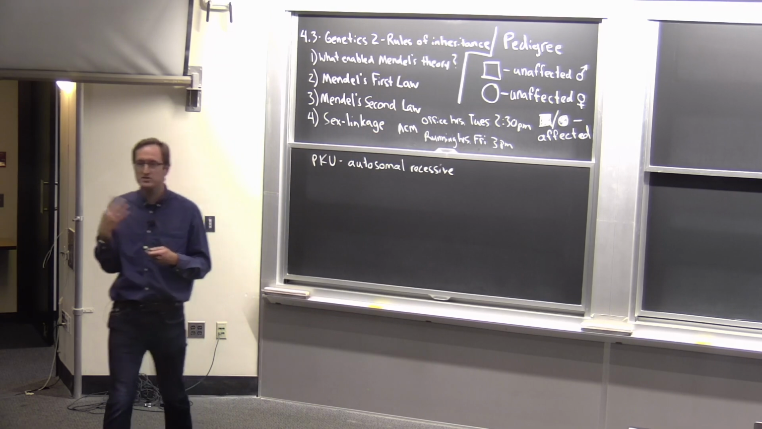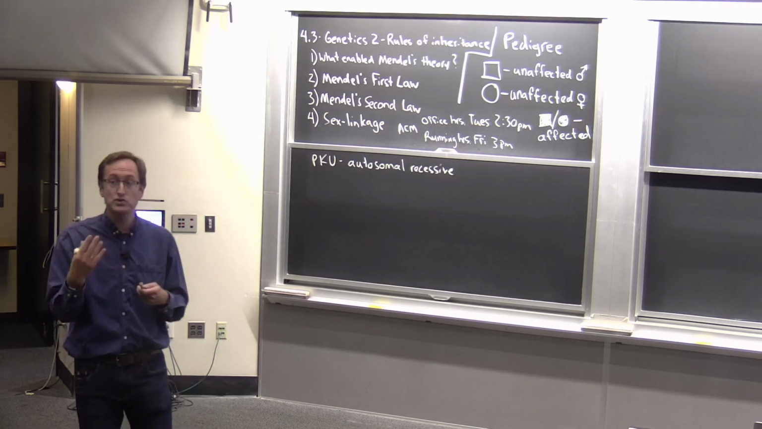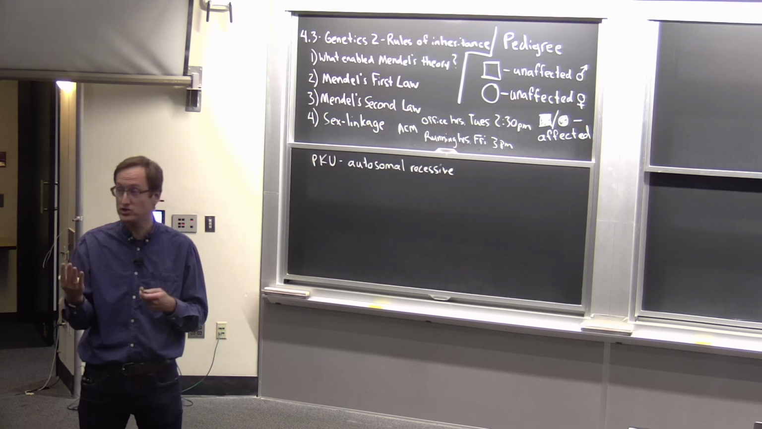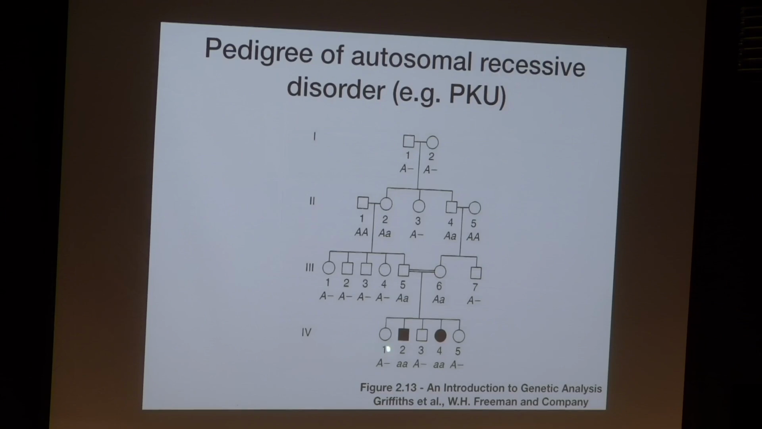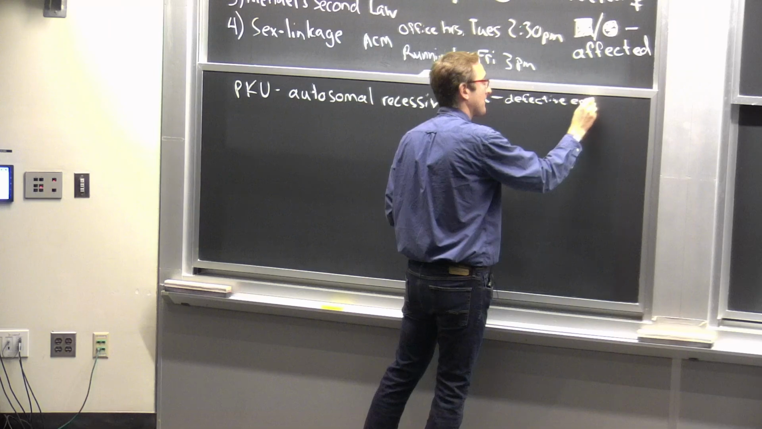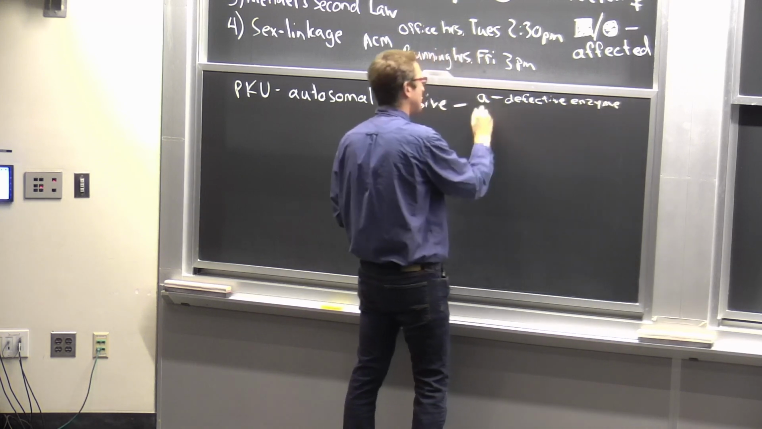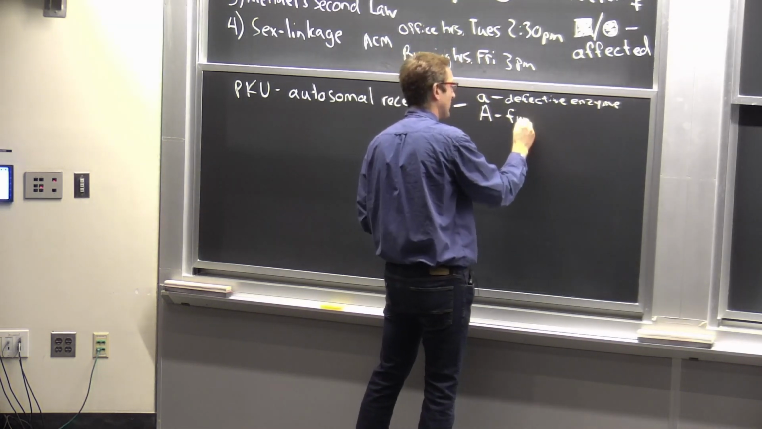And the reason that it's recessive is because if an individual just has one copy of a functional enzyme, then they don't have the disease, okay? So you can see that it's only individuals that have both defective versions, which are labeled lowercase a here, that exhibit the disease. Okay, so in the case of PKU, lowercase a represents the defective enzyme, and uppercase A denotes a functional enzyme.